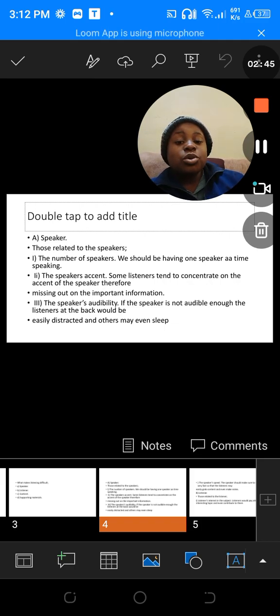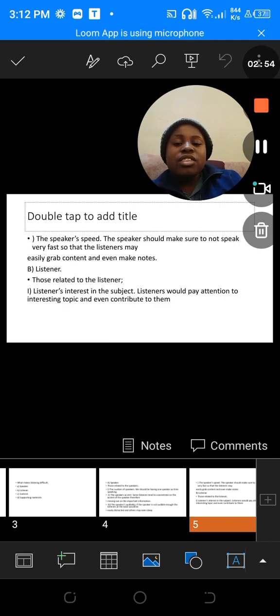If the speaker is not audible enough, the listeners at the back will be easily distracted, and others may even sleep. Another thing is the speaker's speed. The speaker should make sure that he or she does not speak very fast, so that the listeners may easily grab the content and even make notes.